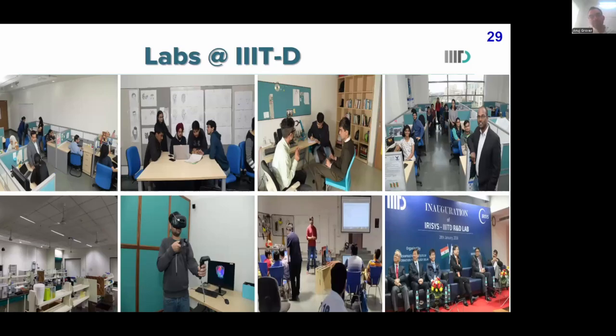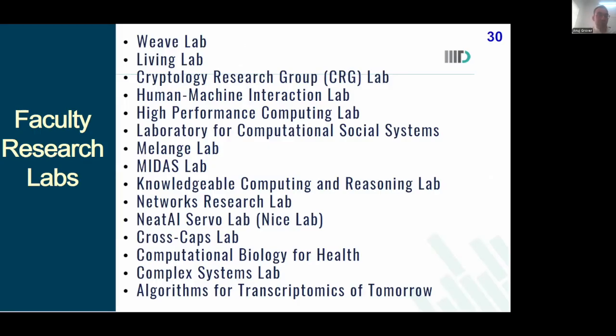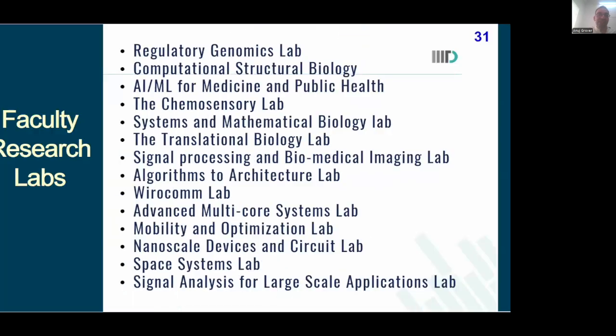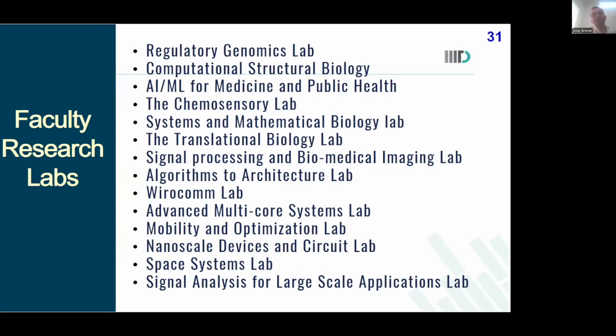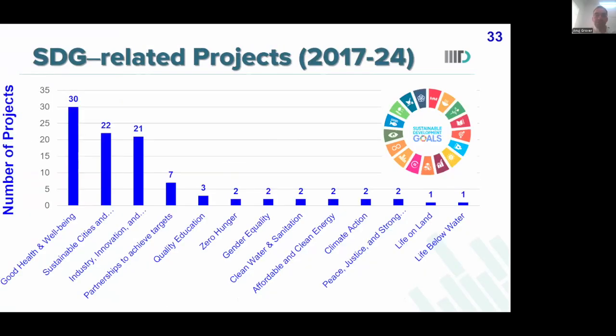In addition to these centers, there are faculty research labs. I cannot read the names of each and every one of them, but by the very nature of this and the next slide, you will see that there are a large number of faculty research labs in the institute where the students can join to do further research. We also have a lot of sponsored projects, and these sponsored projects and the other projects done at the institute are also distributed across the wide spectrum of sustainable development goals.